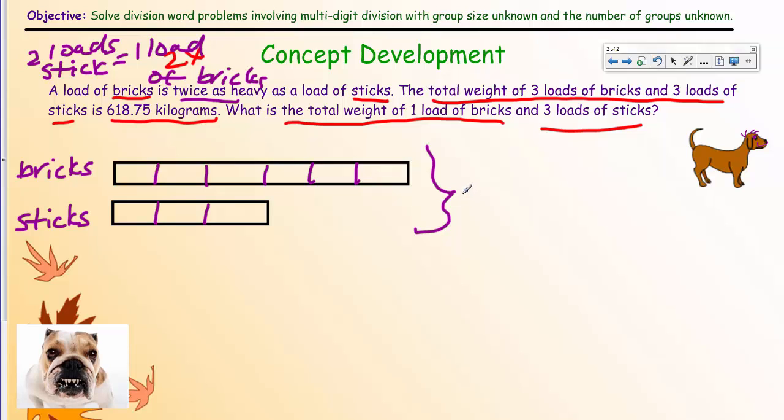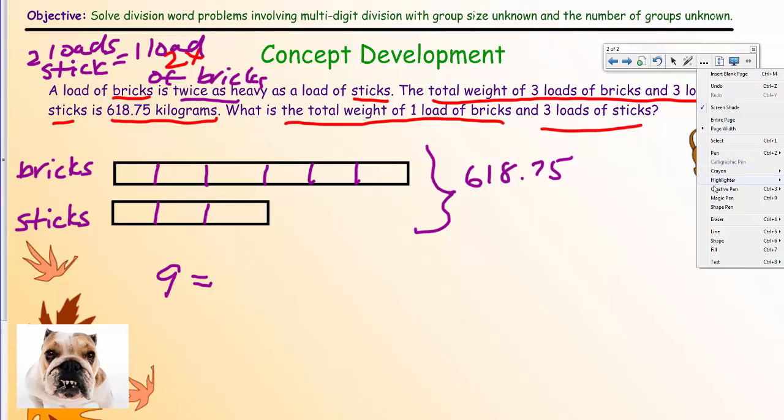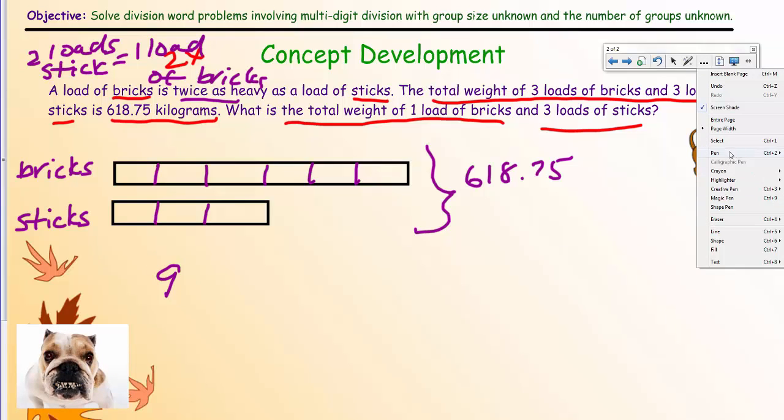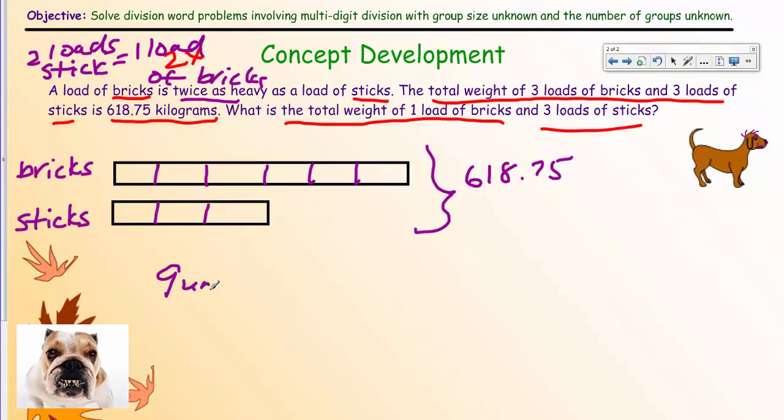Let's say that weight is 618.75. What I'm doing here is making this model so that we can come up with a unit. If you look at it, we have 1, 2, 3, 4, 5, 6, 7, 8, 9. 9 units. So 9 units is going to be equal to 618.75.